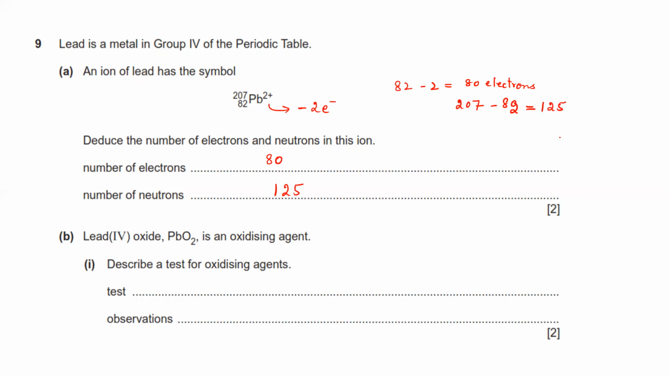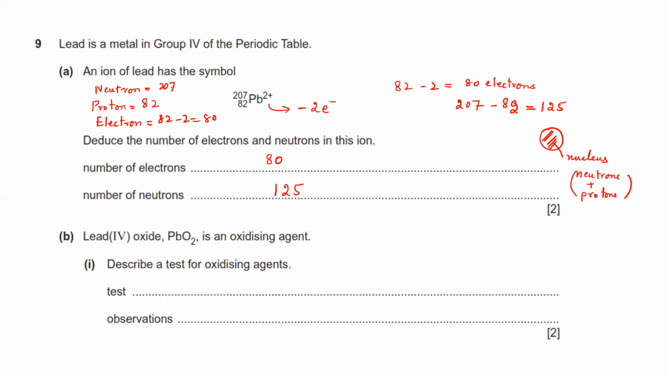So what exactly is this? Inside the nucleus, you have neutrons plus protons. Protons 82, electrons 82 minus 2, 80. Neutrons: the overall mass number 207 minus 82, the number of protons, and that becomes equal to neutrons, and it is 125. This is how 125 comes.